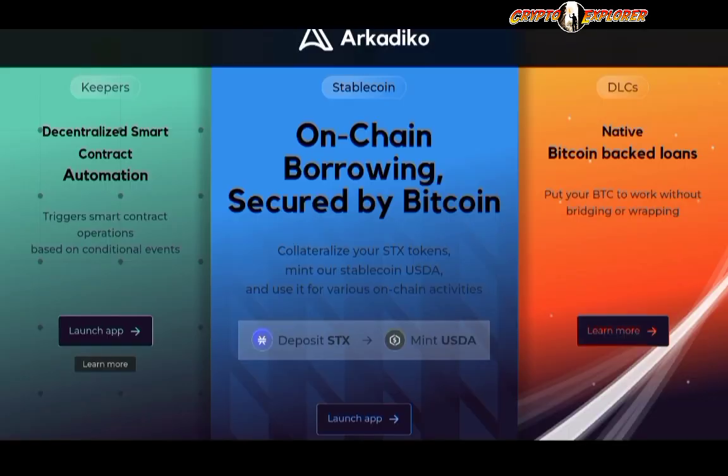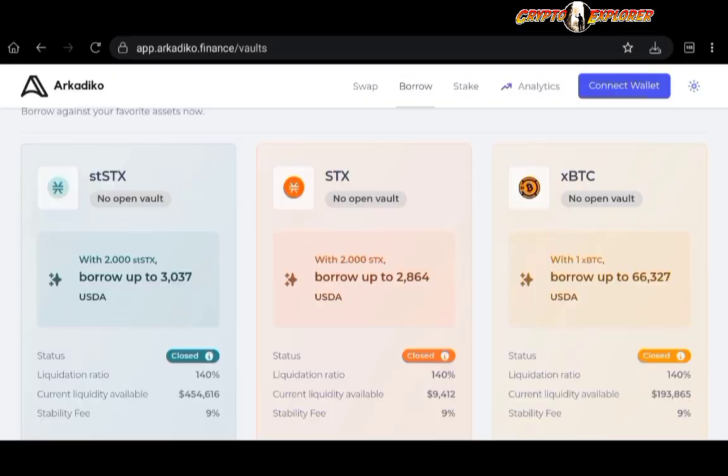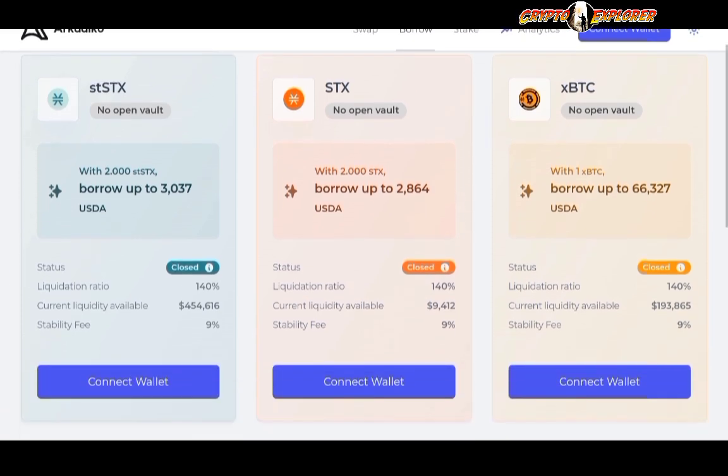Arkadiko allows on-chain borrowing secured by Bitcoin, so you can collateralize your STX tokens, and in return you can mint your stablecoin USDA, using it for various on-chain activities. Currently, there are three available vaults to borrow from, and all of them work by over-collateralizing your deposit. This means that there will always be more value locked within the vault than compared with the existing debt.